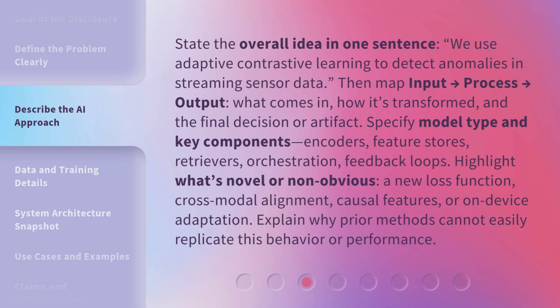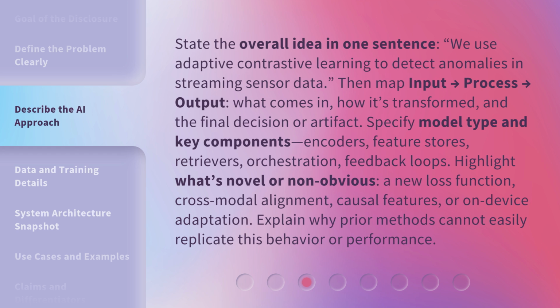State the overall idea in one sentence. We use adaptive contrastive learning to detect anomalies in streaming sensor data. Then map input → process → output: what comes in, how it's transformed, and the final decision or artifact.